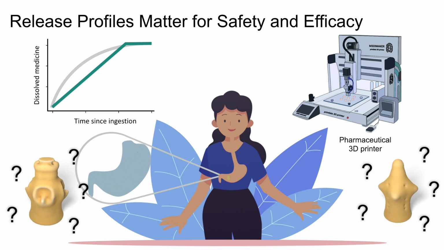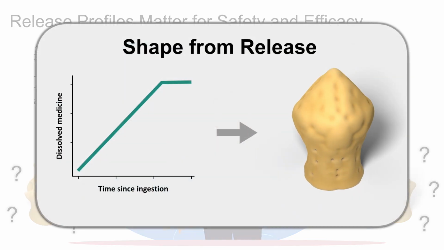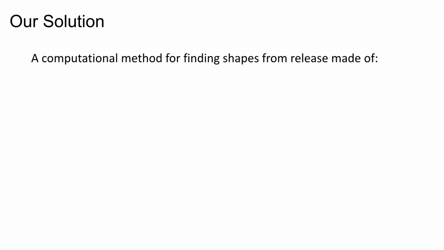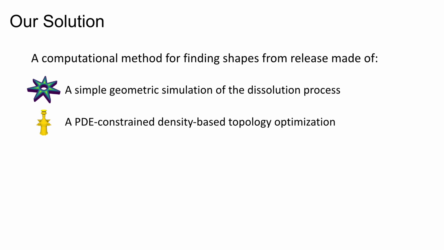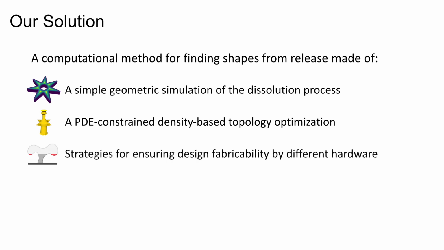However, designing 3D printable single material structures to release at these precise rates is a challenging open problem. We propose an efficient topology optimization solution for this inverse design problem that we call Shape from Release. Our computational method for designing controlled release structures consists of, first, a simple and efficient simulation of the dissolution process based on a geometric abstraction of the physical system. Second, an inverse design method posed as a PDE-constrained topology optimization. And third, a set of strategies to ensure that our designs can be directly fabricated.